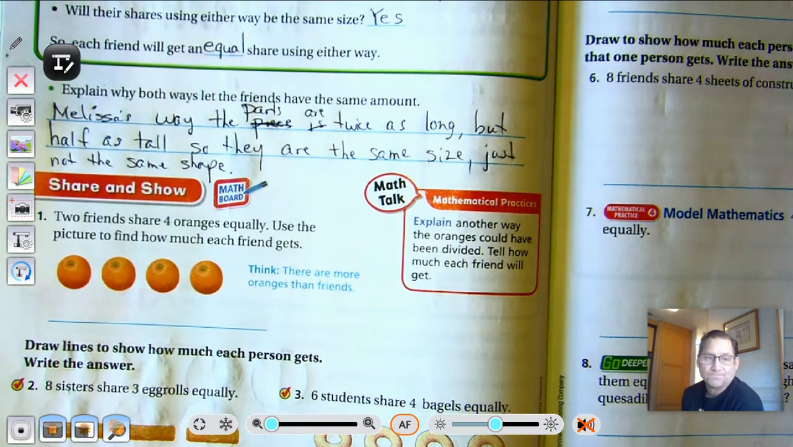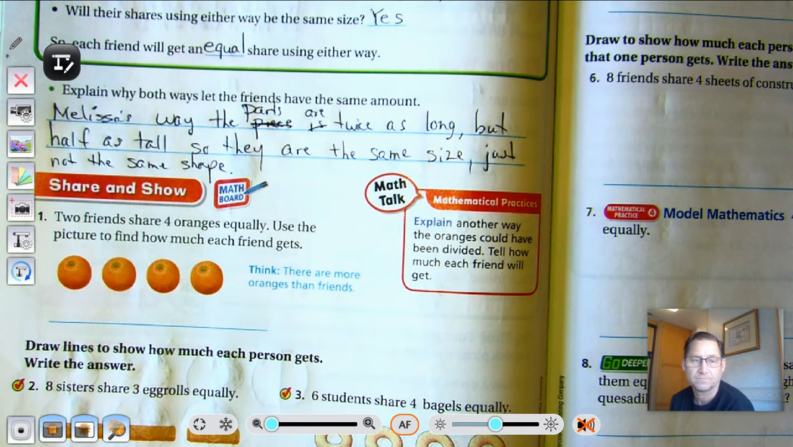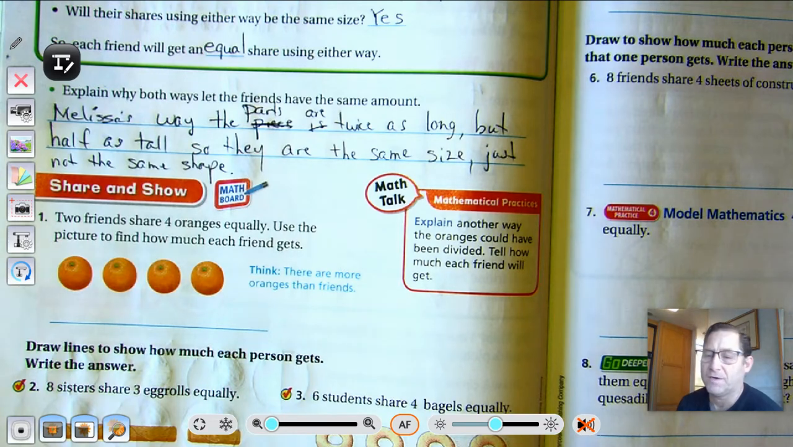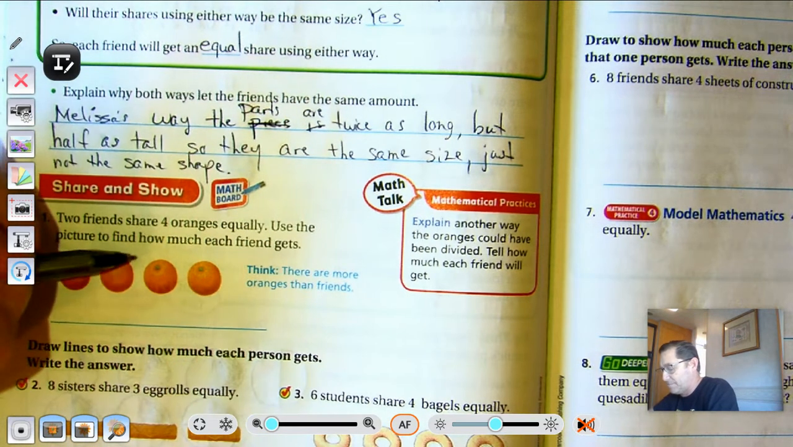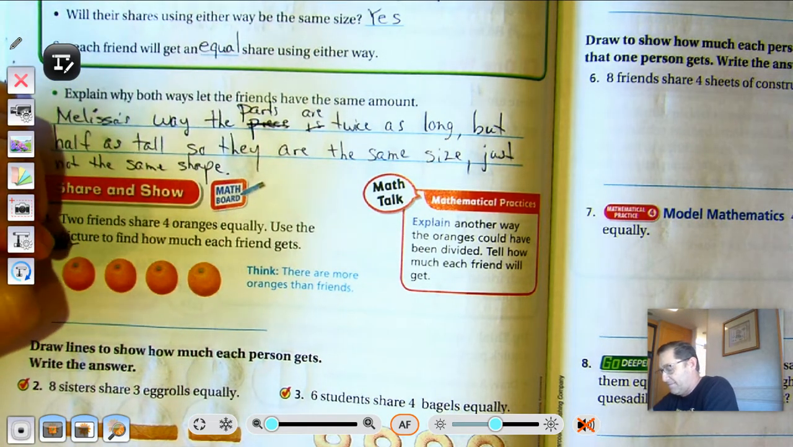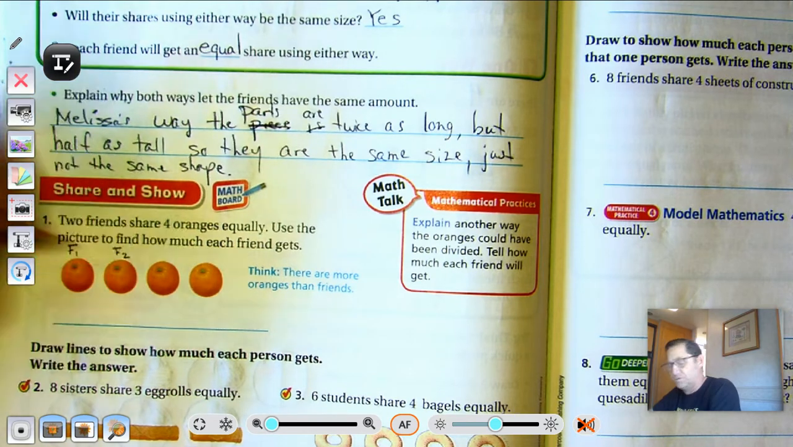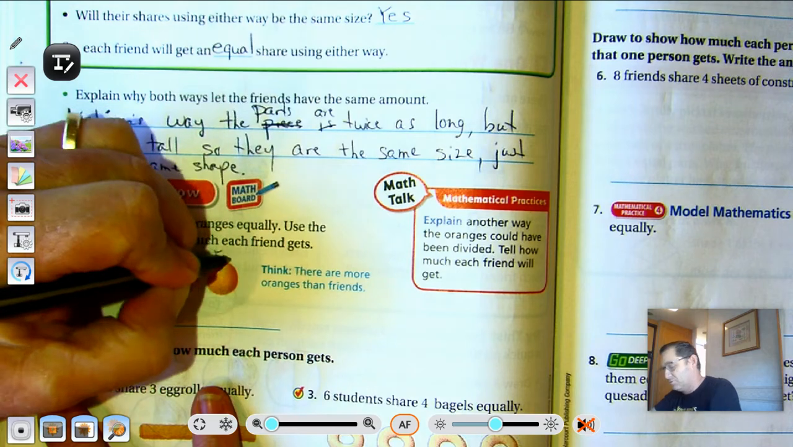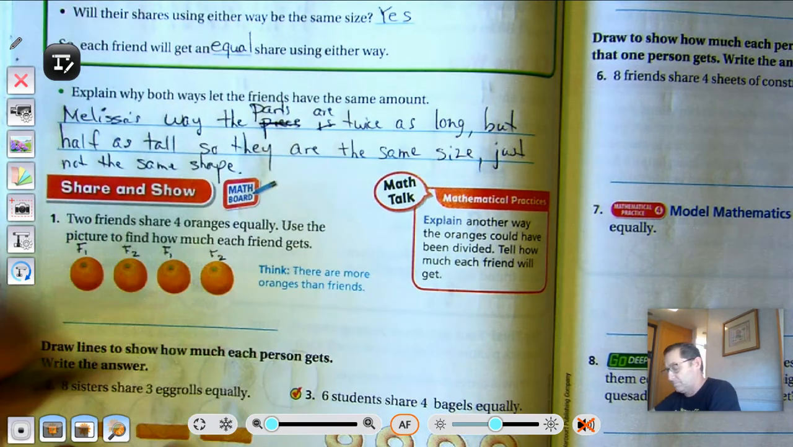All right, number one, two friends share four oranges equally. Use the picture to find out how much each friend gets. So there's two different ways we could do this. We have four oranges, and we need to share with two friends. Well, if I said friend one, friend two, friend one, friend two, they would get two oranges, right?